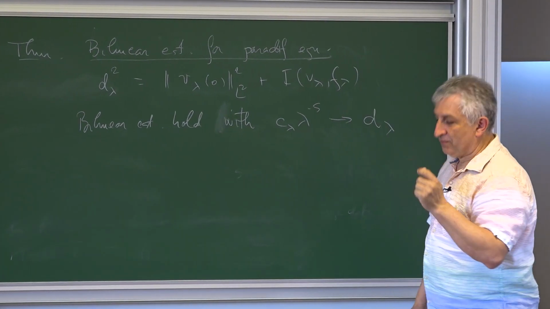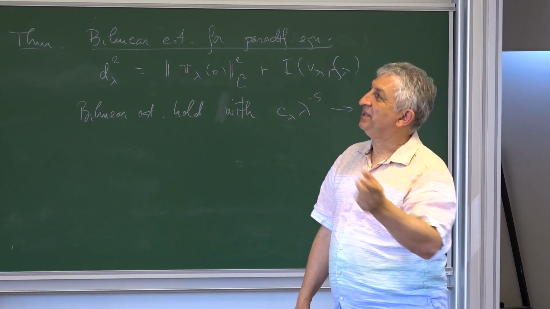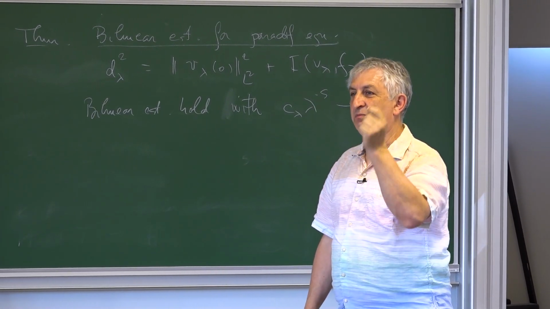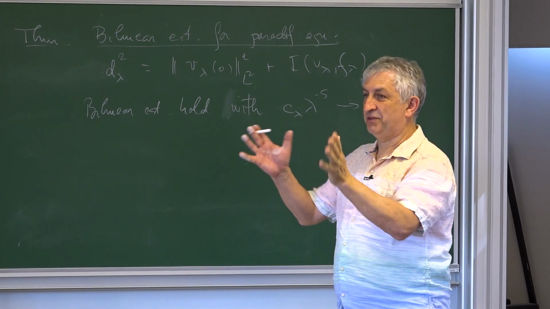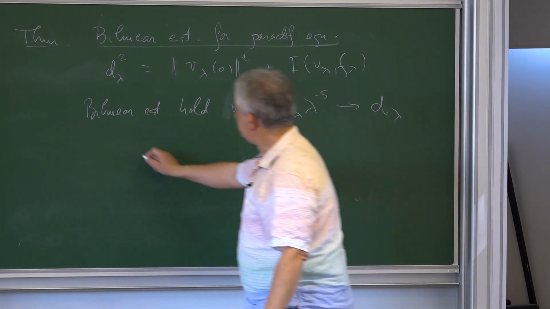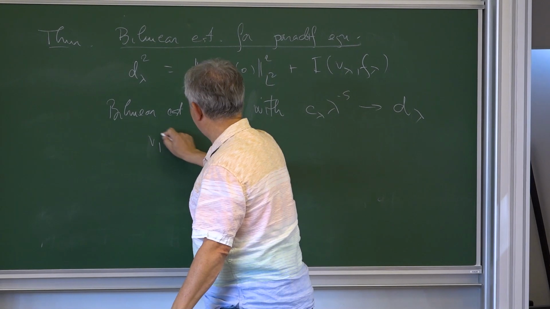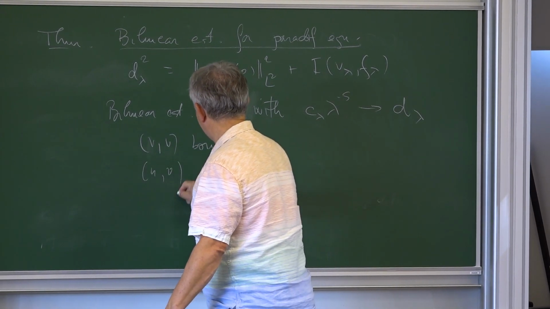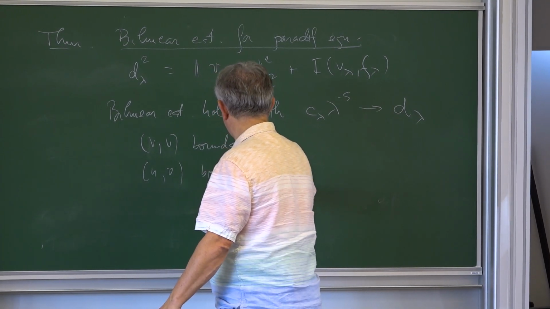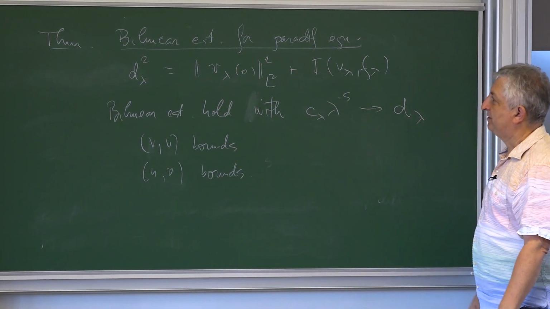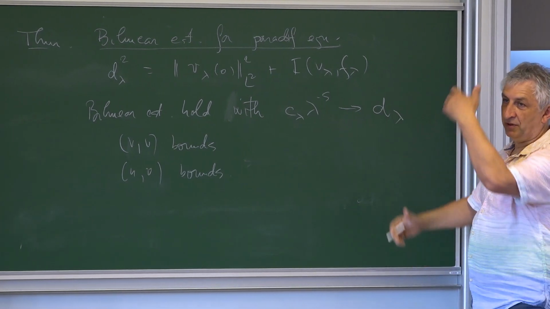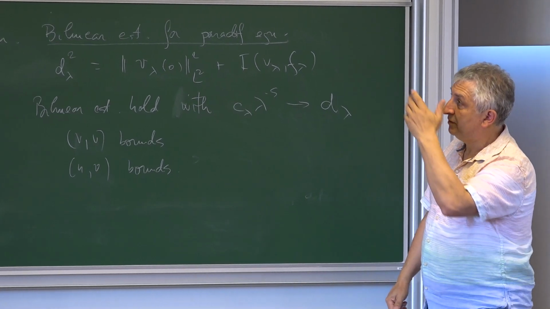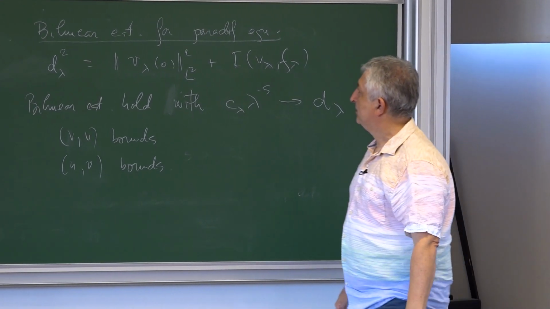You have to be careful in here. In the estimates, you have to take the estimates where you put two V's, and then you also have to take estimates where you put a U and a V. Both have to hold. So you have, if you want, V bounds, and you have U V bounds. And in the hypothesis of this theorem, you put all the bootstrap hypotheses that you have for your U lambda.